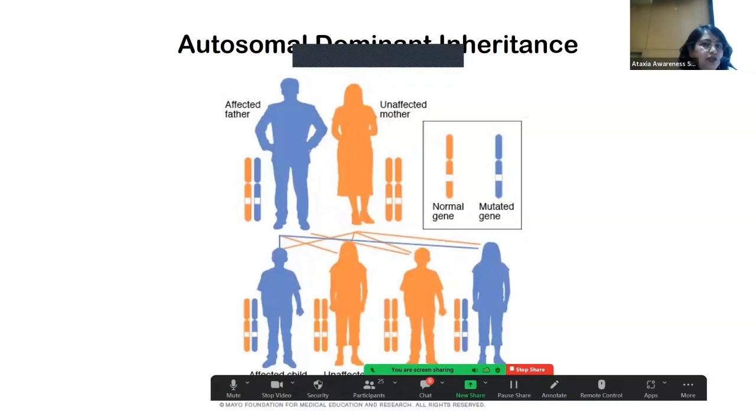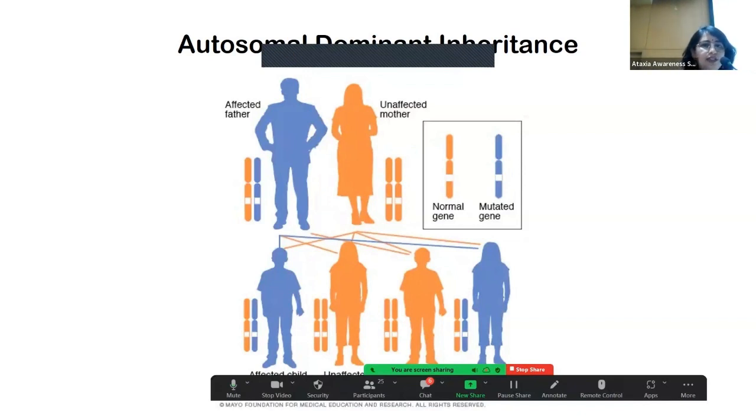And then they have children. So because it is autosomal dominant, whichever child will get that one copy of chromosome from the father, the affected mutated gene from the father will develop the symptoms. So 50% chance that a child born to this couple will have the mutated gene and show symptoms.